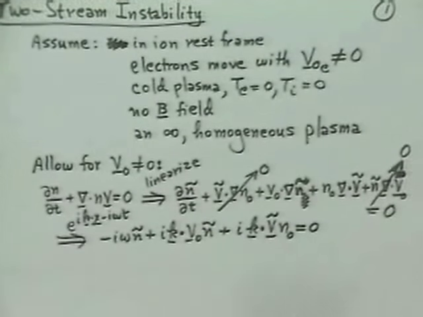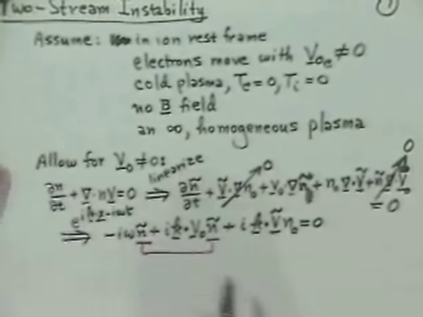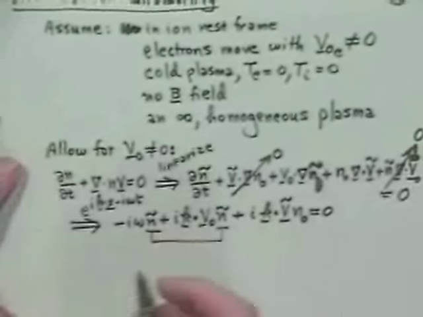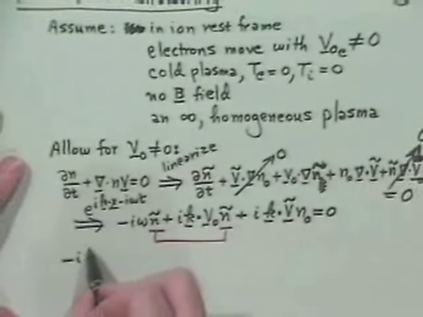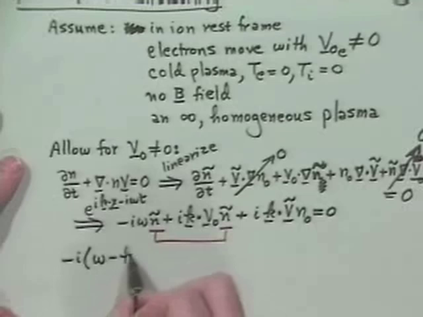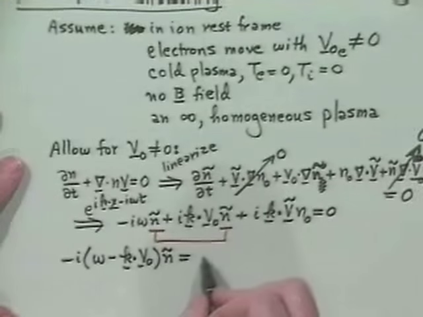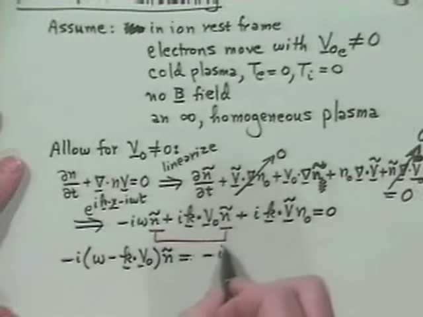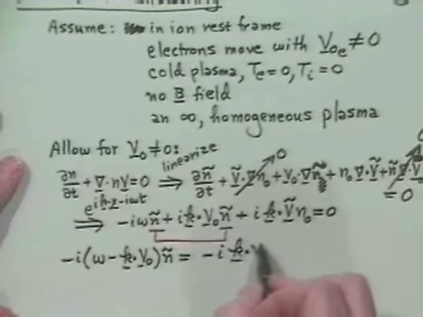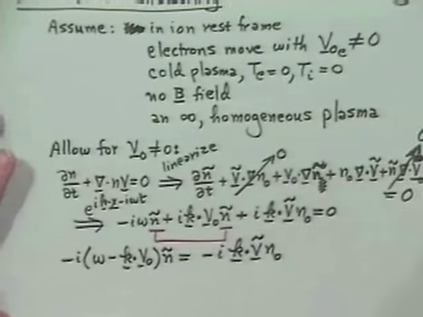But now notice that we have two terms that are proportional to the density perturbation, and I can organize those together, and so I can write all of this as minus i times (omega minus k dot v naught) times n tilde is equal to, and now over on the other side this will be minus i k dot v tilde n naught.